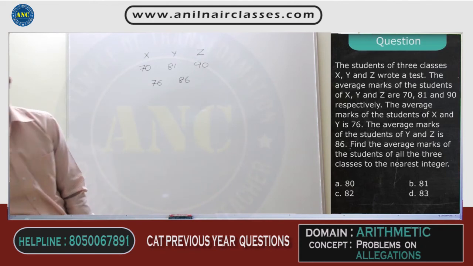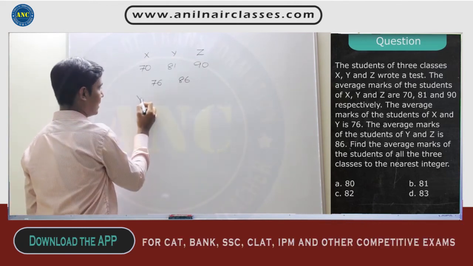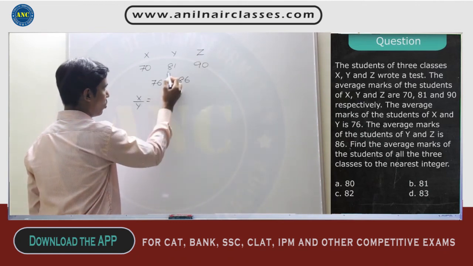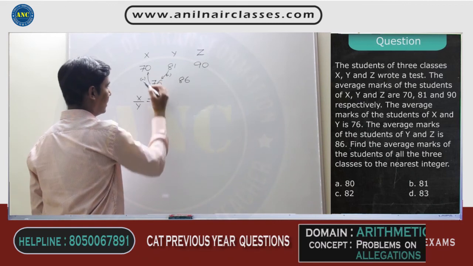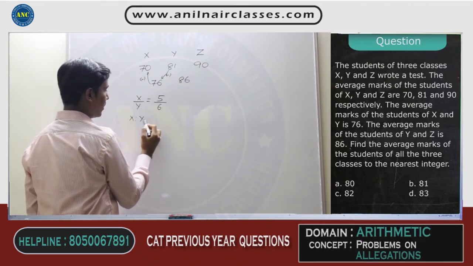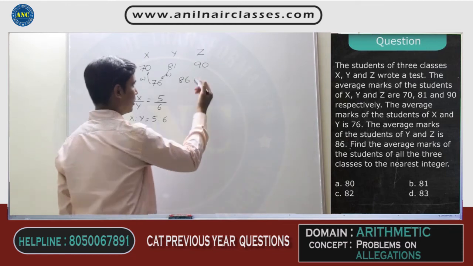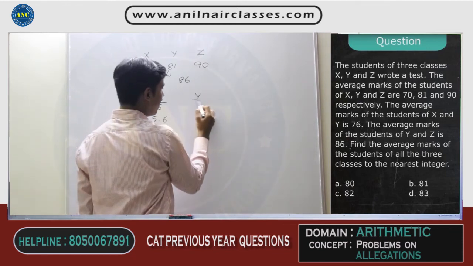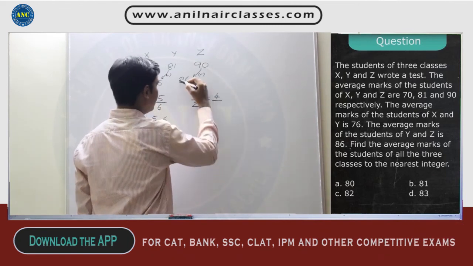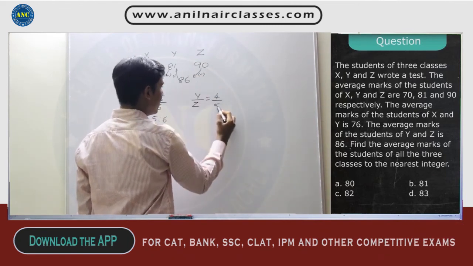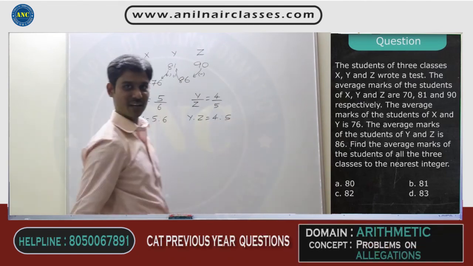Now, same logic if I apply. Now listen to this carefully. X by Y, if I alligate it, X by Y is equal to 81 minus 76, 5. 76 minus 70, it is 6. That means X is to Y is nothing but 5 is to 6. Right? Same logic. Y by Z. Y by Z is given by 90 minus 86, 4. 86 minus 81, it is 5. That means Y is to Z is given as 4 is to 5. Right?